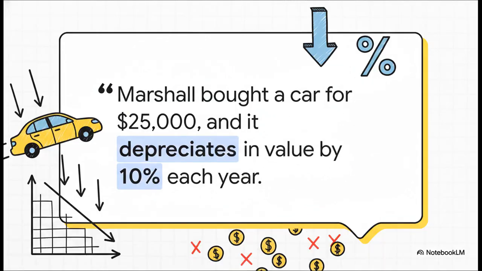Okay, let's try a different kind of problem, this time from a word problem instead of a table. So Marshall bought a car for $25,000 and it depreciates. That's just a fancy word for losing value by 10% each year. That phrase, 10% each year, is a giant clue that we're dealing with an exponential function.